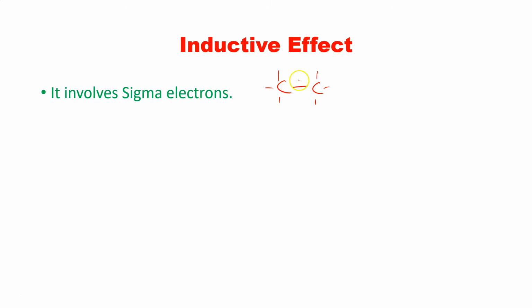So we will first understand the background of the inductive effect. It involves sigma electrons. There are two or three kinds of electrons, and one of them is the sigma electron. If there is a carbon-carbon single bond, it is formed due to two electrons that are shared. So we are talking about the sharing of electrons which causes a covalent bond. This covalent bond is said to be a sigma bond because it involves a sigma electron.